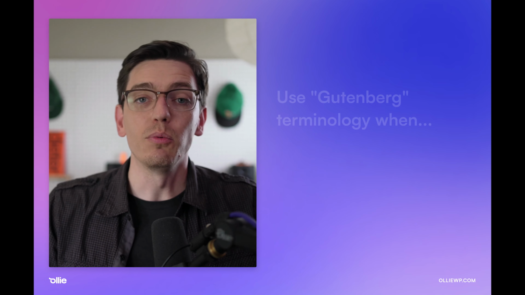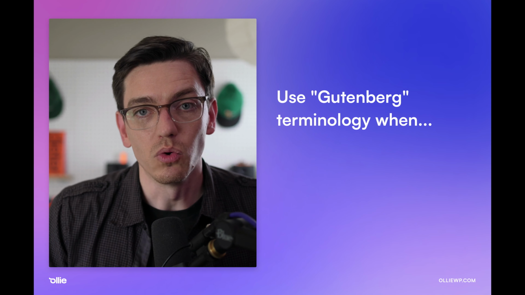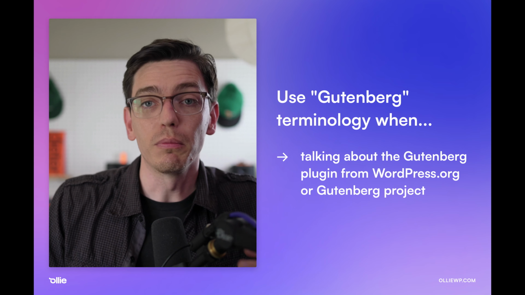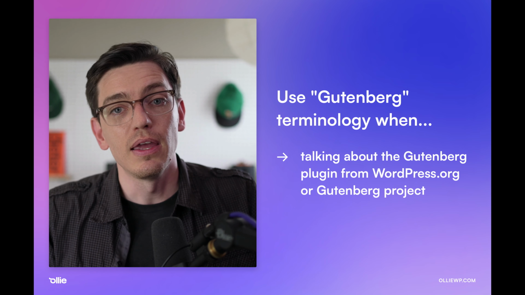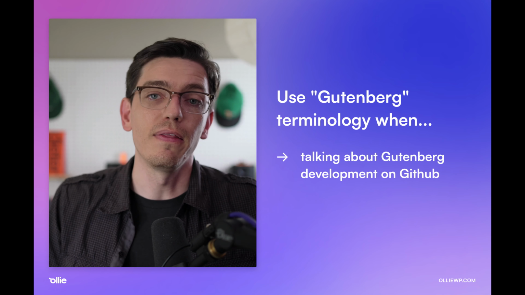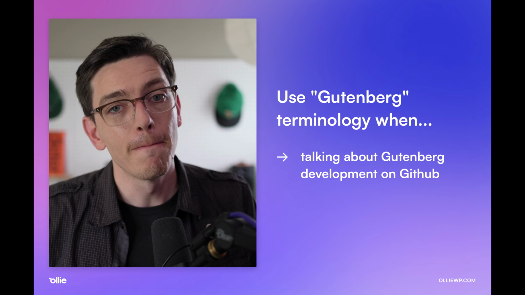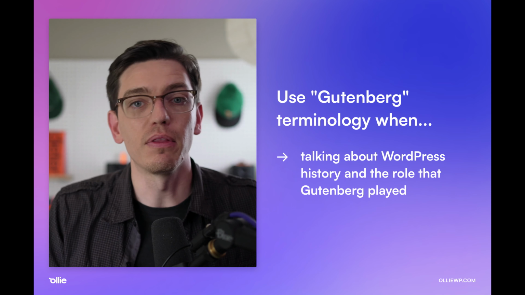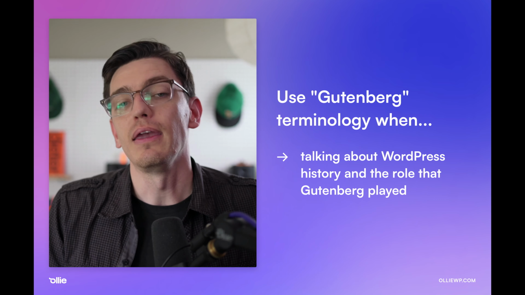So when is it okay to use Gutenberg still? Because it is, obviously, still an active thing in our community. It's still okay to use the Gutenberg terminology when you're talking about the actual Gutenberg plugin or the Gutenberg project. It's okay to talk about it when you're talking about the development on the Gutenberg GitHub repo. And of course, it's okay to talk about it in the context of WordPress history and the part that Gutenberg played in its evolution. All these things are totally fine.